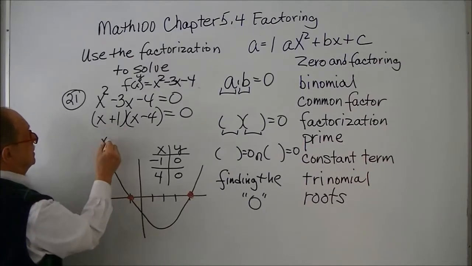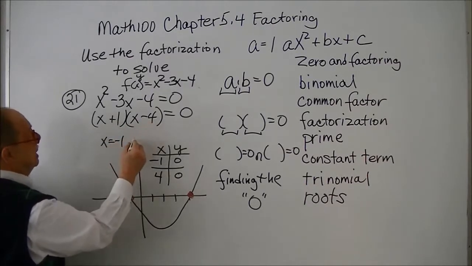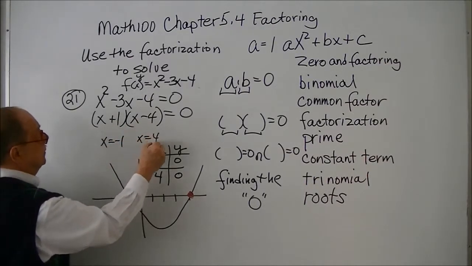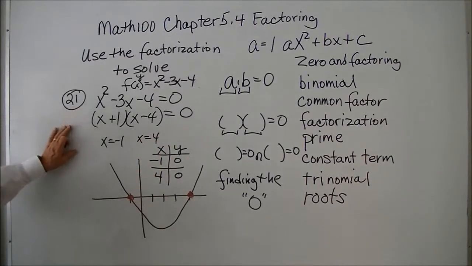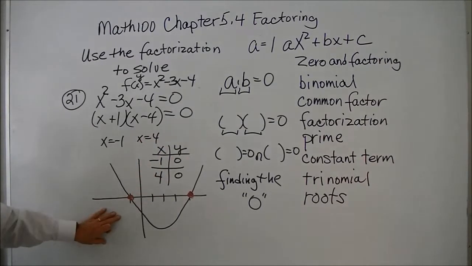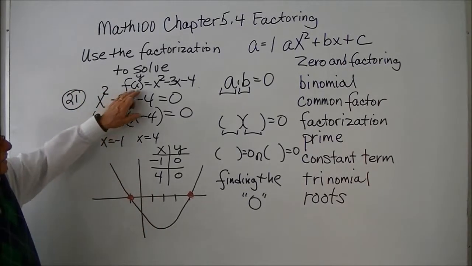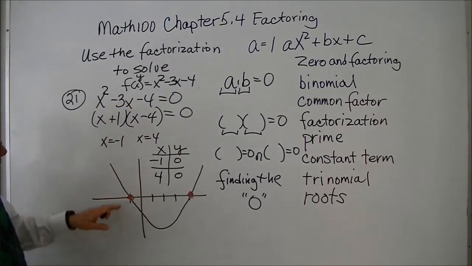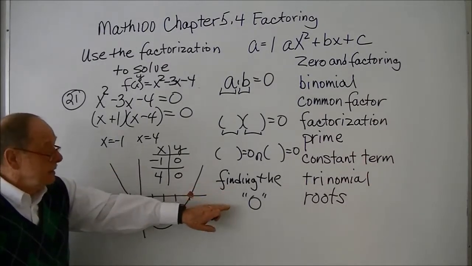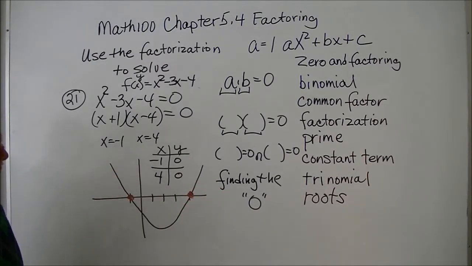So here, x is going to equal -1, and here x equals 4. I shortened this a little bit to show you how it fits in with using a graphing calculator when this is in a functional form, when you are finding the zeros.